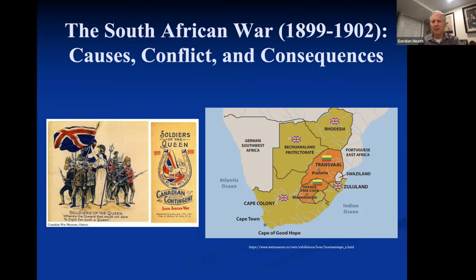You can see on the map, the light brown territory with the Union Jack is the territory of the British Empire at the time, and the two small Boer republics, Transvaal Republic and Orange Free State. And it's the conflict between the light brown and the orange, those two republics. You can see that they're sort of being swallowed up by the British. And so they will be swallowed up by the British, and that's part of the point of the war. But it's the South African War.